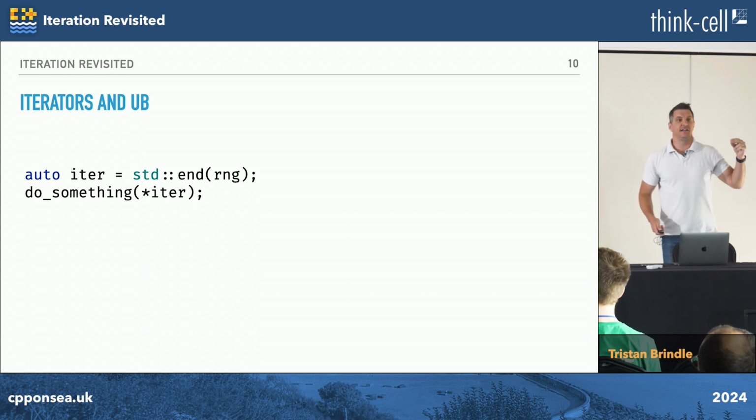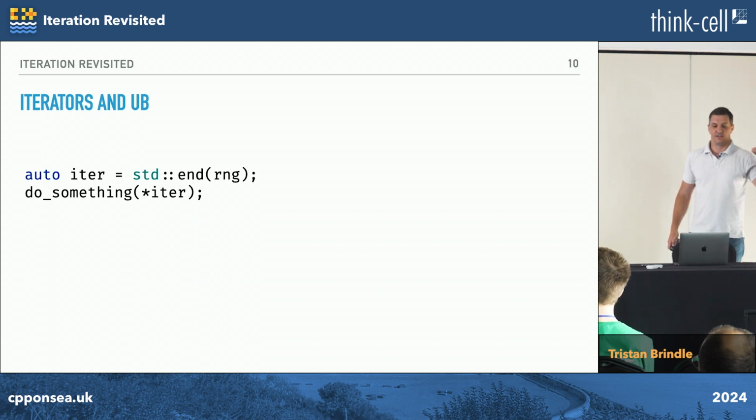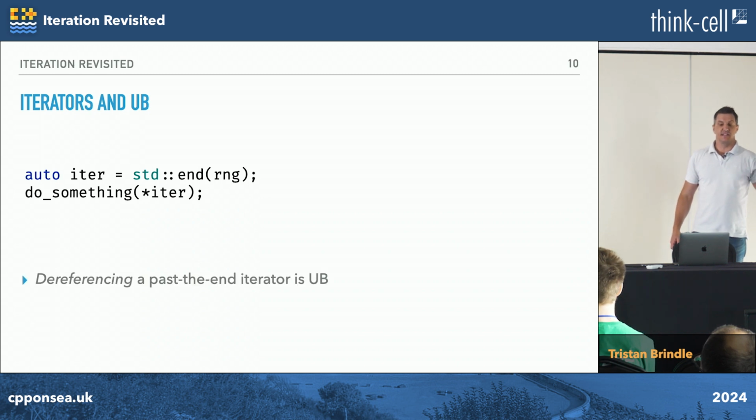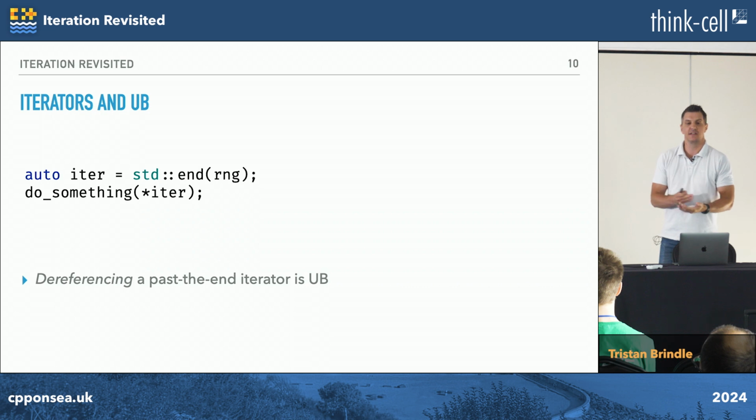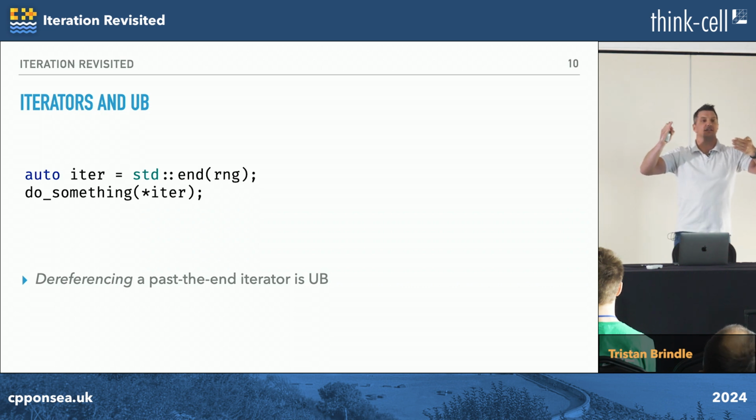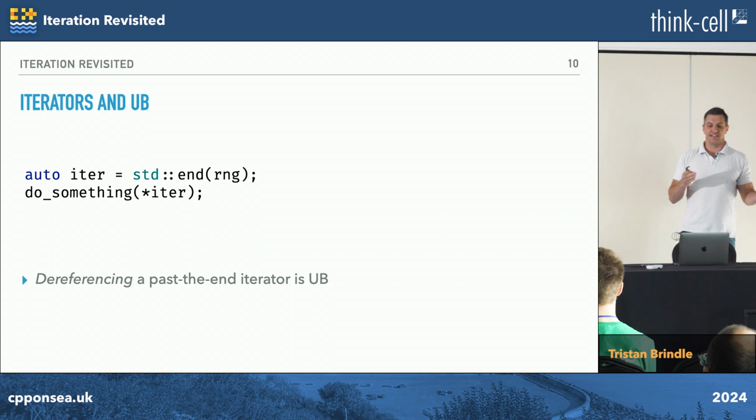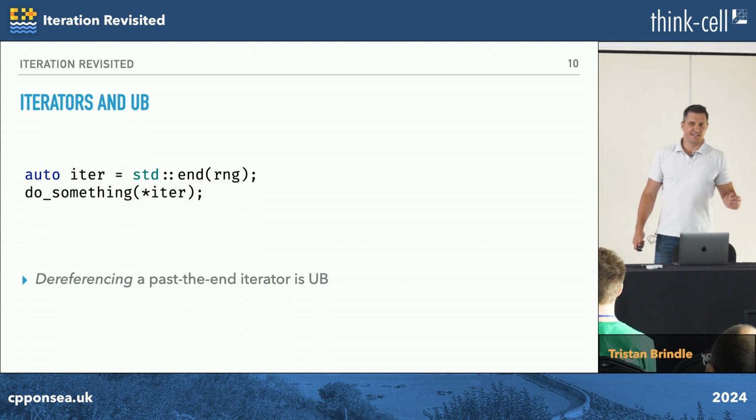Unfortunately, the second line is problematic, right? We're dereferencing a past the end iterator, and this is undefined behavior. And again, if you think about this in terms of array pointers, there is no object. It's one past the end of the array, so how can we possibly try to access that object via that address? So we're not off to a great start, but maybe things get better.